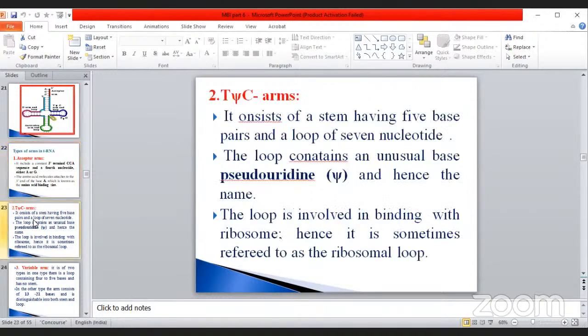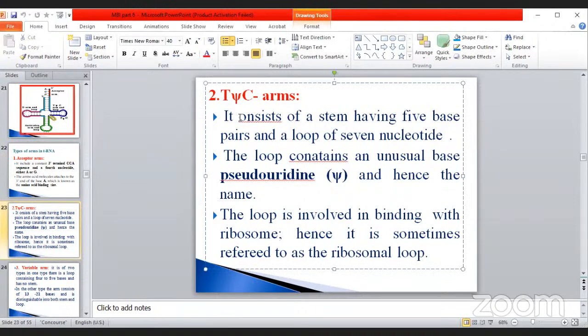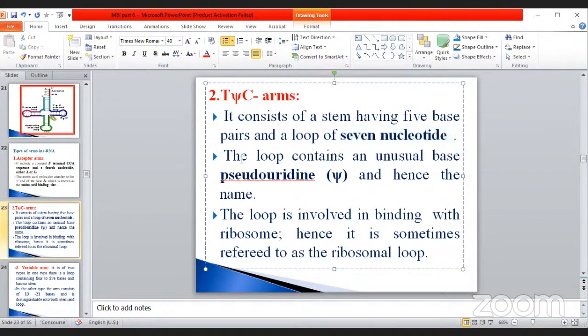Okay, and another one is the T-psi-C arm. It consists of a stem having 5 base pairs and a loop of 7 nucleotides. How many nucleotides are present in it? Don't forget, my dear students. 7 nucleotides are there.